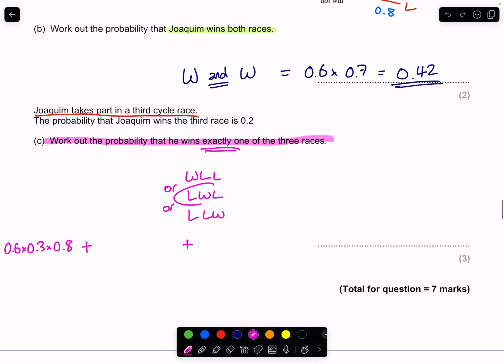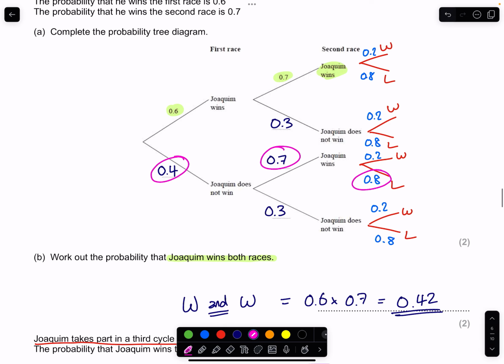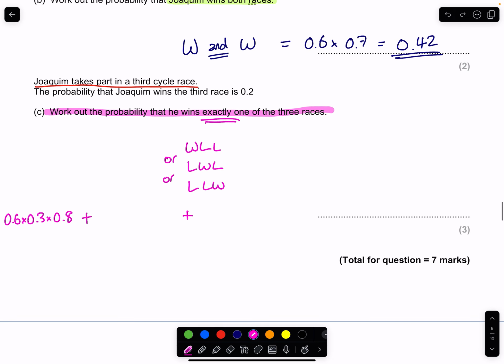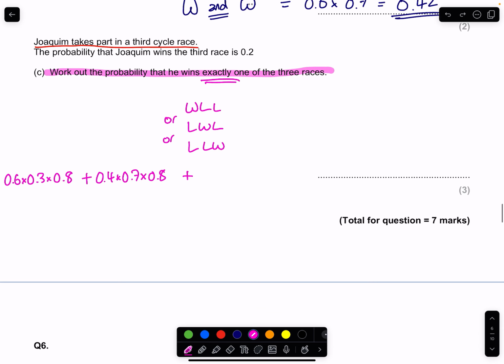Second, loss, win, loss. We have a loss first of all here, followed by a win, followed by a loss. So 0.4 times 0.7 times 0.8. And lastly, loss, loss, win: 0.4 times 0.3 times 0.2.